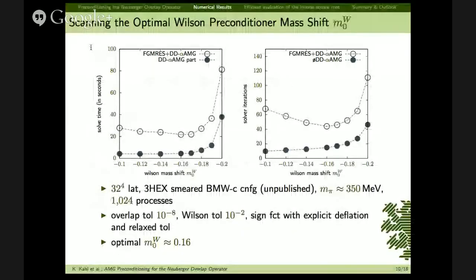Okay, so some numerical results. One thing that was noted is, of course, that typically if you have a simulation with a Neuberger operator, the only thing that you can say is, well, you have some rough guess at this M0, which is the shift where you have to put your Wilson operator to actually be able to construct the Neuberger operator. This is a very rough guess.